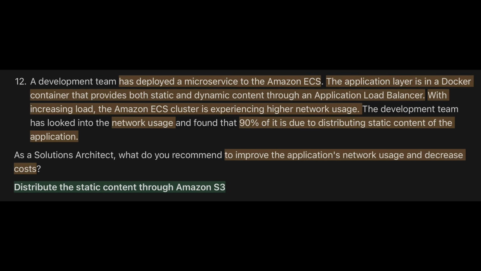Now let's say a team has deployed a microservice to Amazon ECS. The application layer is in a Docker container that provides both static and dynamic content through an application load balancer. With increasing load, the Amazon ECS cluster is experiencing higher network usage, and it's found that 90% of this network usage is due to distributing static content of the application. And so to improve the application's network usage and decrease costs, you could distribute the static content through Amazon S3.